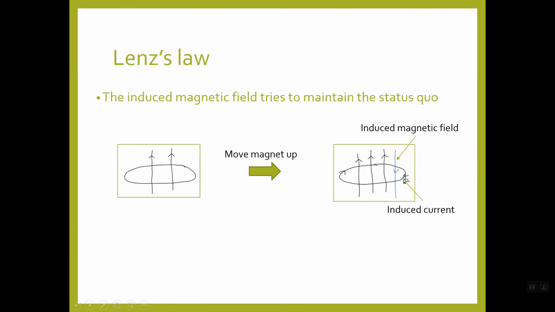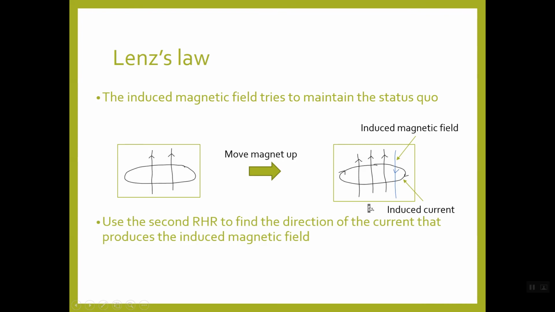So if we use the second right-hand rule, if we want the induced magnetic field to go down, counteracting this extra magnetic field line that we got going up, the induced current using the second right-hand rule will be in this direction. So you use the second right-hand rule to find the direction of the current that produces this induced magnetic field.